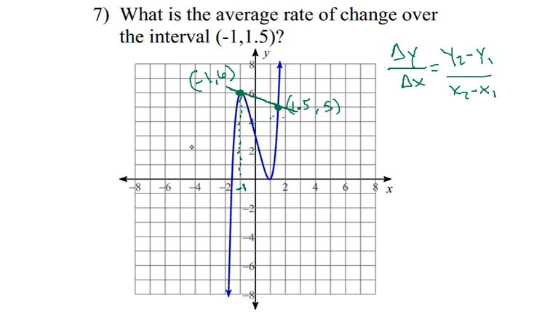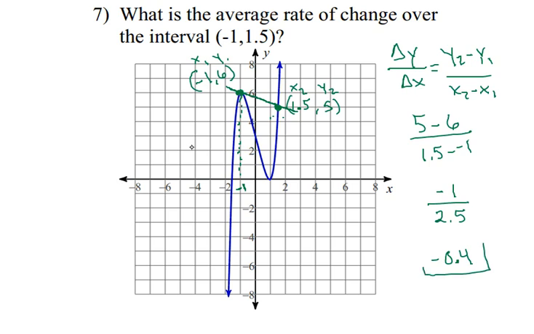And the way you tell which one is which is that the furthest left is x1 and y1. Furthest right is x2 and y2. So we get 5 minus 6 over 1.5 minus negative 1. So negative 1 over 2.5, which is 2 over 5, or negative 0.4, the average rate of change.